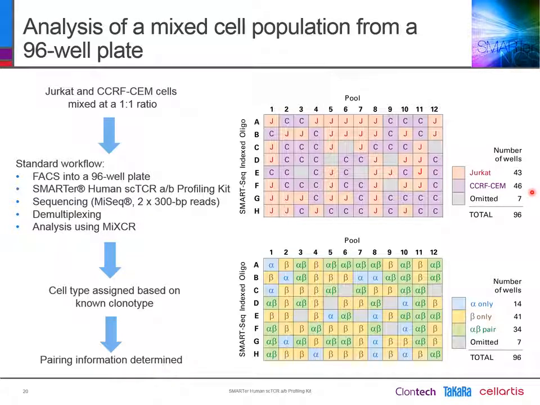We then look at the alpha-beta pairing in each well. And here's outlined, we get 14 wells where we only see the alpha chain, 41 wells where we only see the beta chain, and 34 wells where we see the pair. The omitted wells here are those that have fallen below the read threshold.